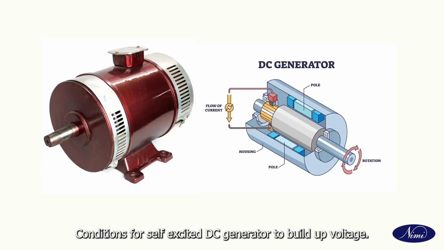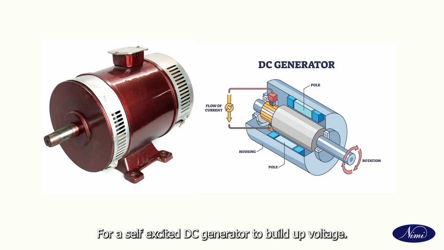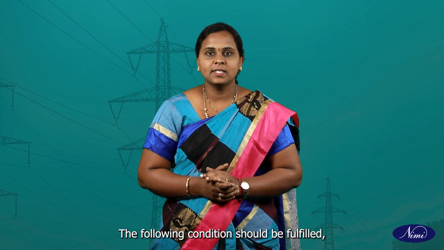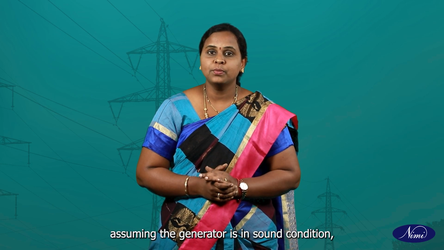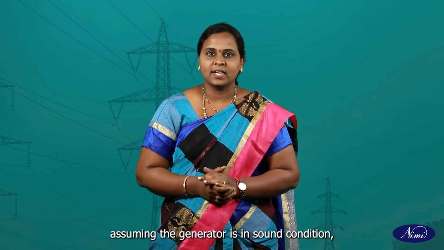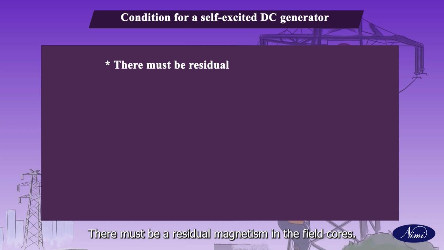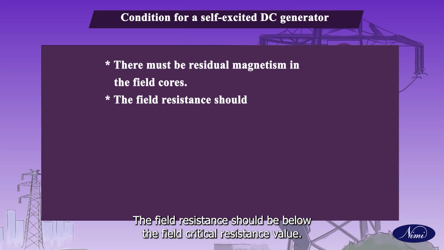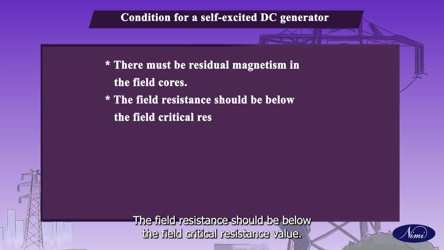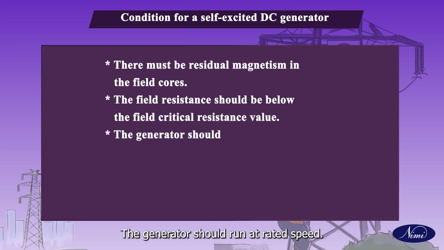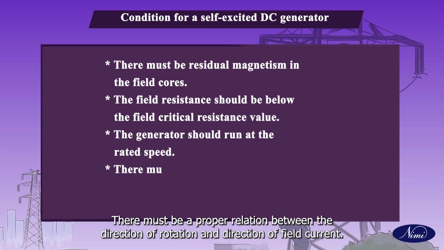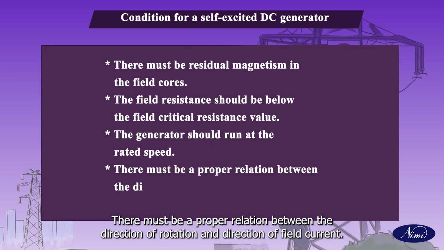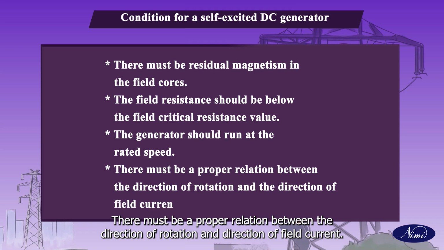Conditions for a self-excited DC generator to build up voltage. For a self-excited DC generator to build up voltage, the following conditions should be fulfilled, assuming the generator is in sound condition. There must be a residual magnetism in the field cores. The field resistance should be below the field critical resistance value. The generator should run at rated speed.